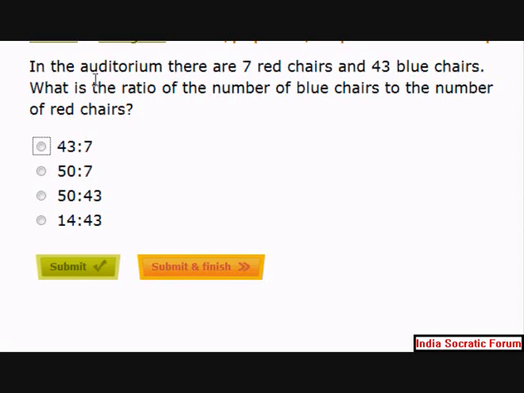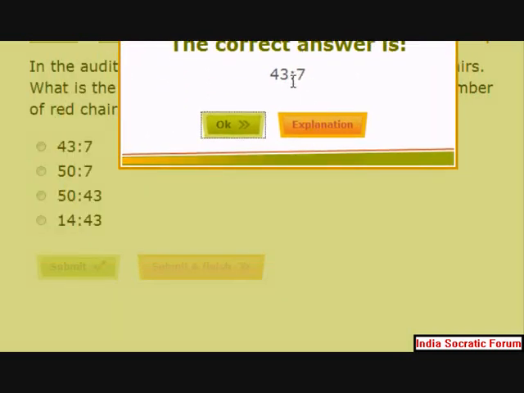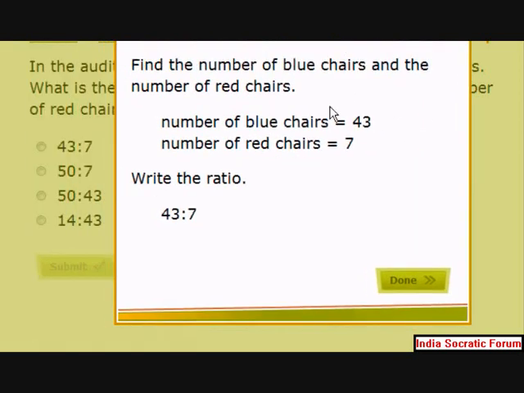In the auditorium there are 7 red chairs and 43 blue chairs. What is the ratio of the number of blue chairs to the number of red chairs? 14 is to 43. Which one is right? Pause the video and answer it. Good. The correct answer is 43 is to 7. Number of blue chairs, number of red chairs, ratio of blue to red, 43 is to 7.